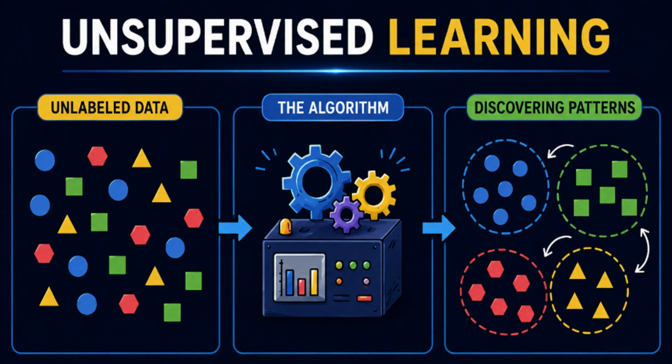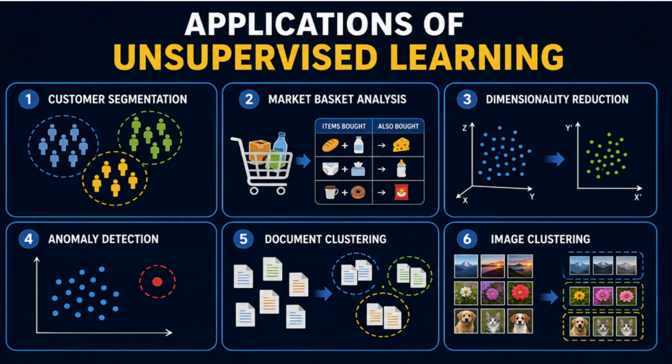In this example, the algorithm automatically separates the circles, squares, triangles, and hexagons into different groups. This makes unsupervised learning useful for discovering patterns and organizing data without human labeling. Unsupervised learning is used in many real-world applications.